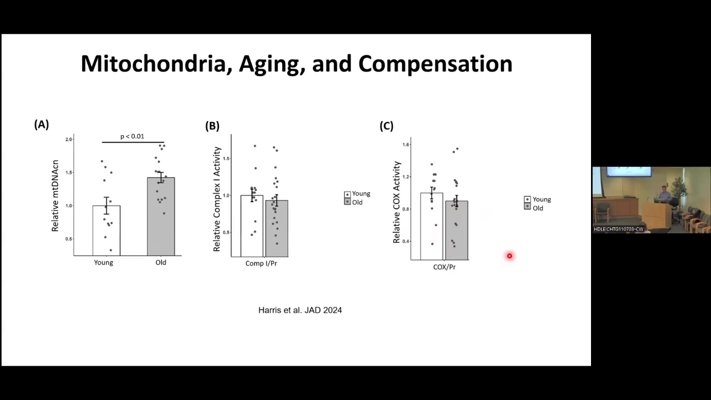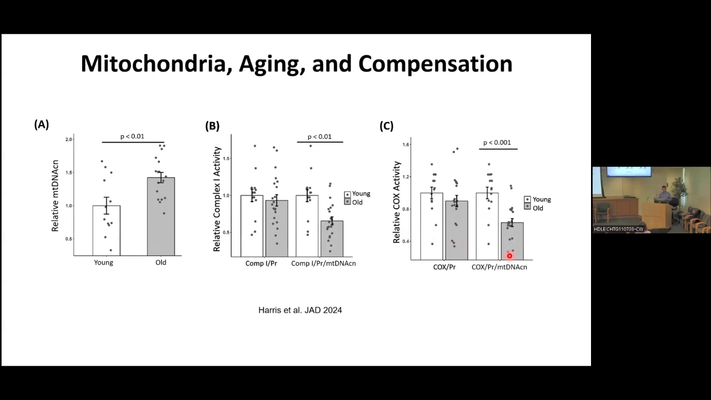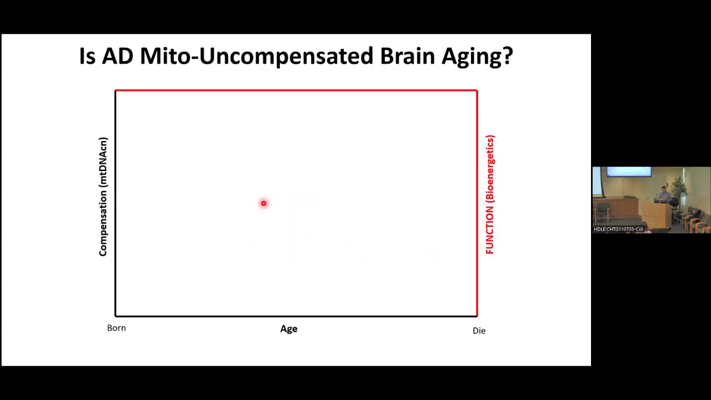But if we then go and reference those activities to the amount of mitochondrial DNA in the tissue, what we see is that there is a profound difference in the activities. What this indicates is that the mitochondria in the brains of the old mice have to work much harder to maintain the desired level of bioenergetic function. I try to capture this in this cartoon.